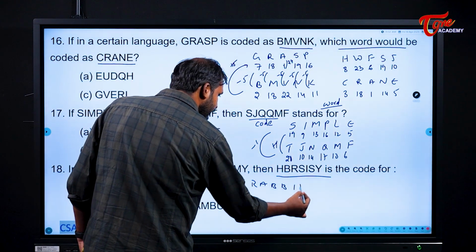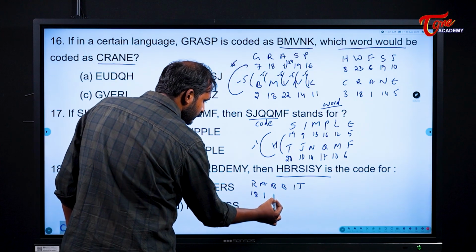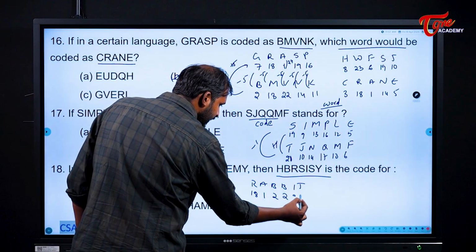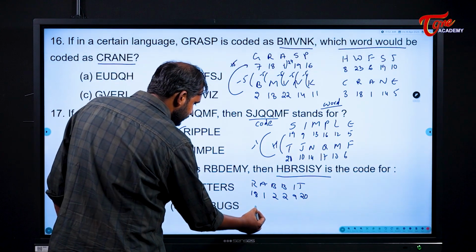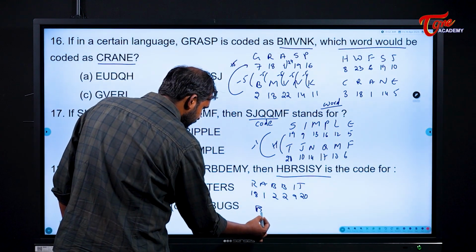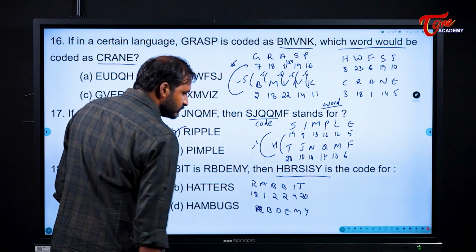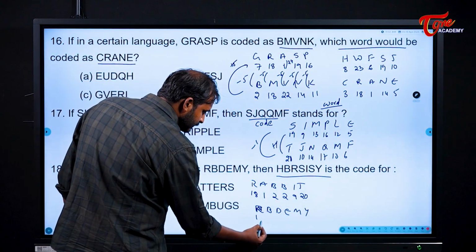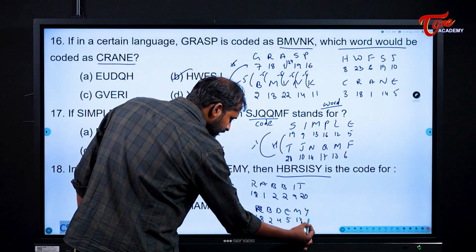RABBIT. So what happens to this one? 18, 1, 2, 2, 9 and 20. This is coded as RABBIT. B, D, E, M, Y. So what happens to this one? 18, 2, 4, 5, 13 and 25.